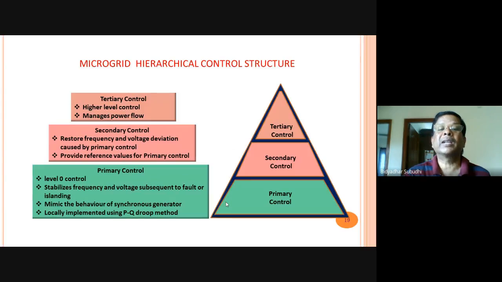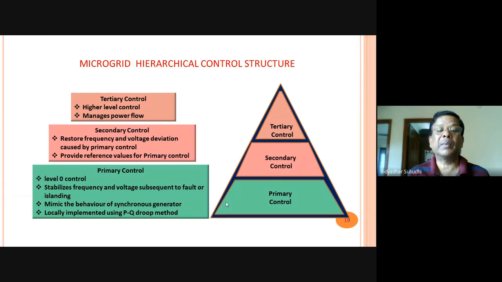So this hierarchical control structure is a pyramid structure with different levels. We have three levels primarily: primary control, secondary control, and tertiary control. So the primary control, which is conceived as the level 0 control, basically stabilizes the frequency and voltage subsequent to a fault or islanding condition.